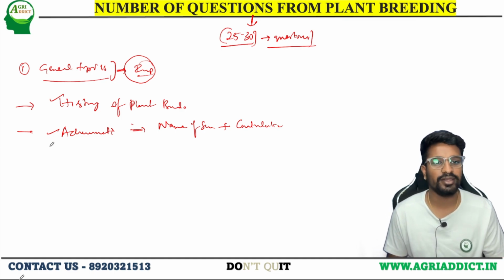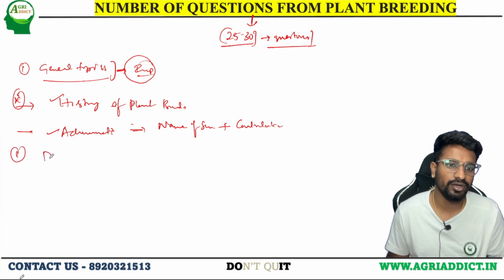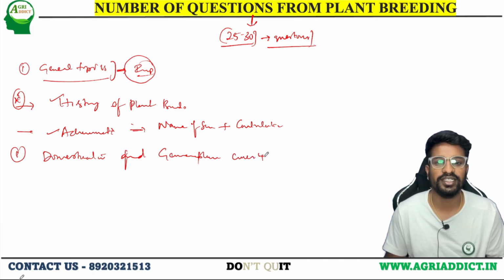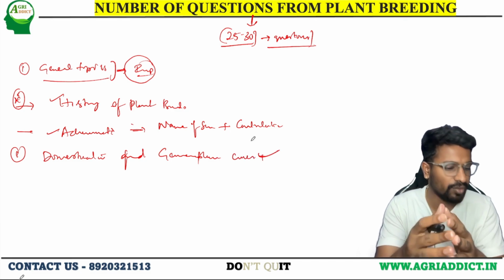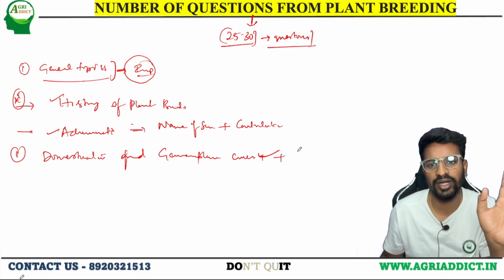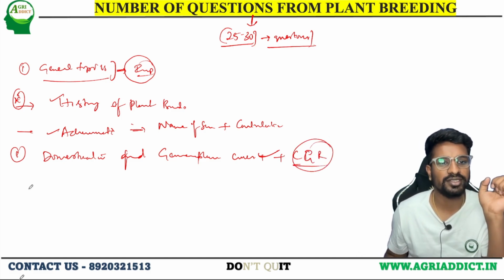The second important thing you should go for is domestication and germplasm conservation. Know about the different things in this chapter. This is very simple to understand, just try to cover it. And also cover crop genetic resources.